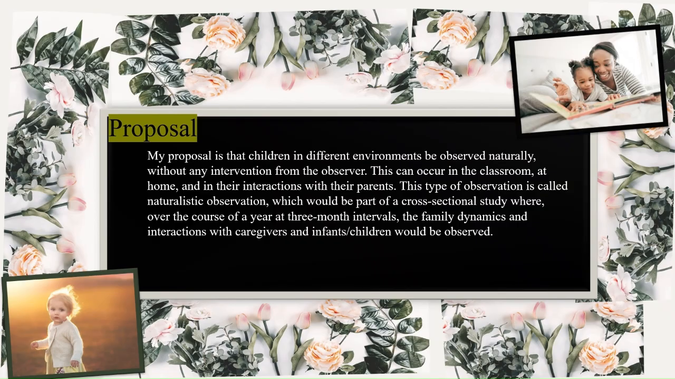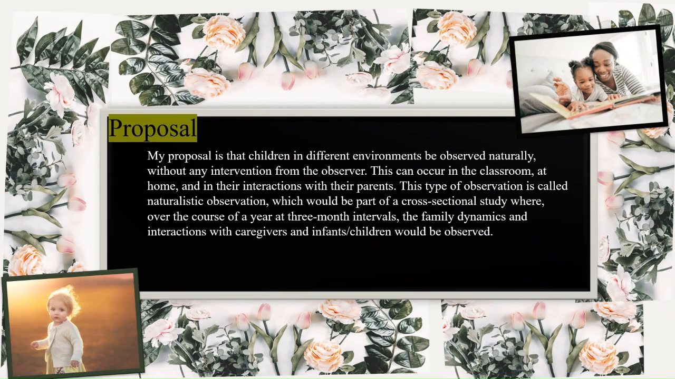So my proposal is that children in different environments should be observed naturally without intervention from the observer. This can occur in the classroom, at home, and in their interactions with their parents. This type of observation is called naturalistic observation, where the observer does not interfere with what he is observing. So the person observing the child is not going to know that he or she is being observed. Just to make that clear.